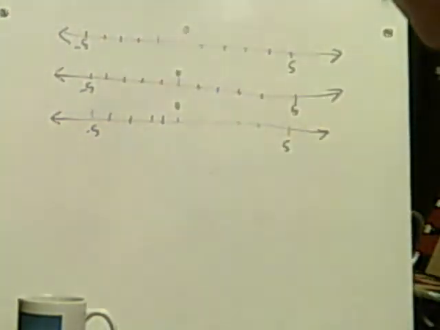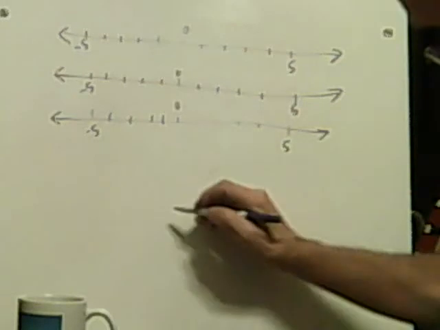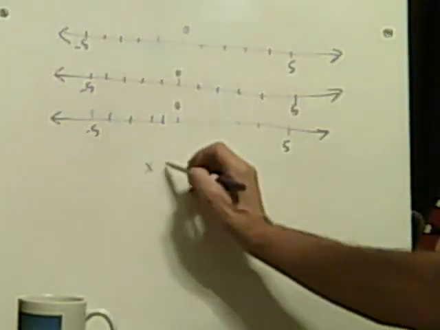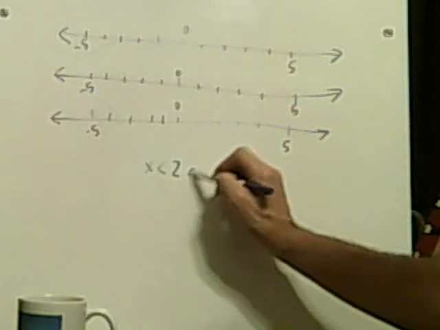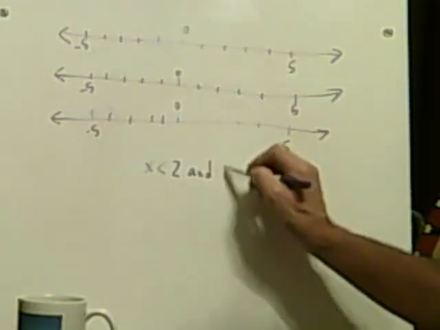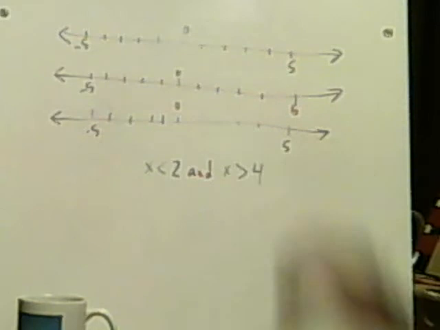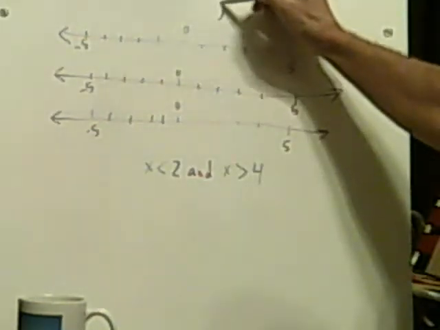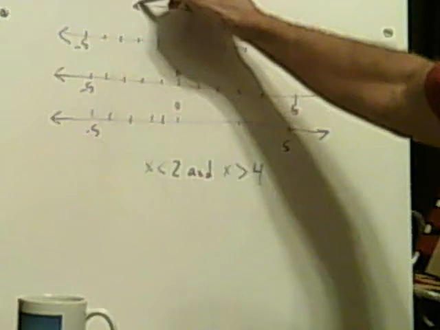See if I can get that. Okay. Now number 18. I'm sorry, 16. That was 14. 16 is x less than 2 and x greater than 4. Okay, x less than 2, that's going to be this open interval here.